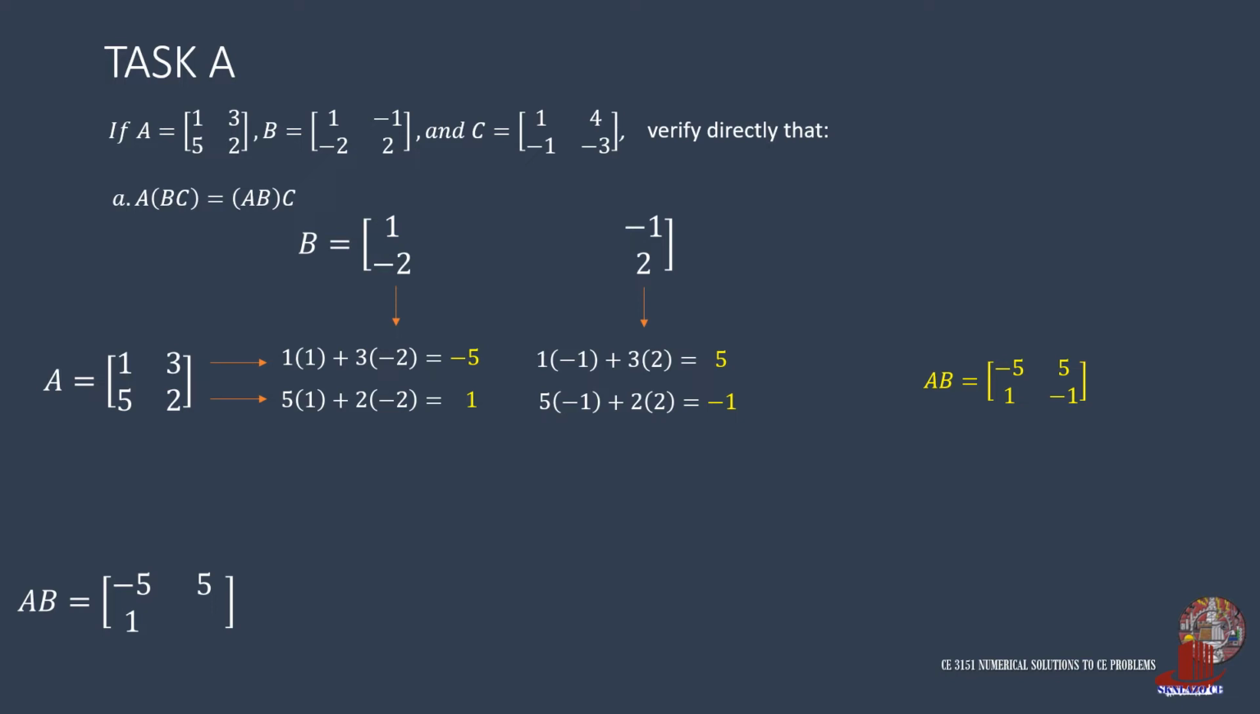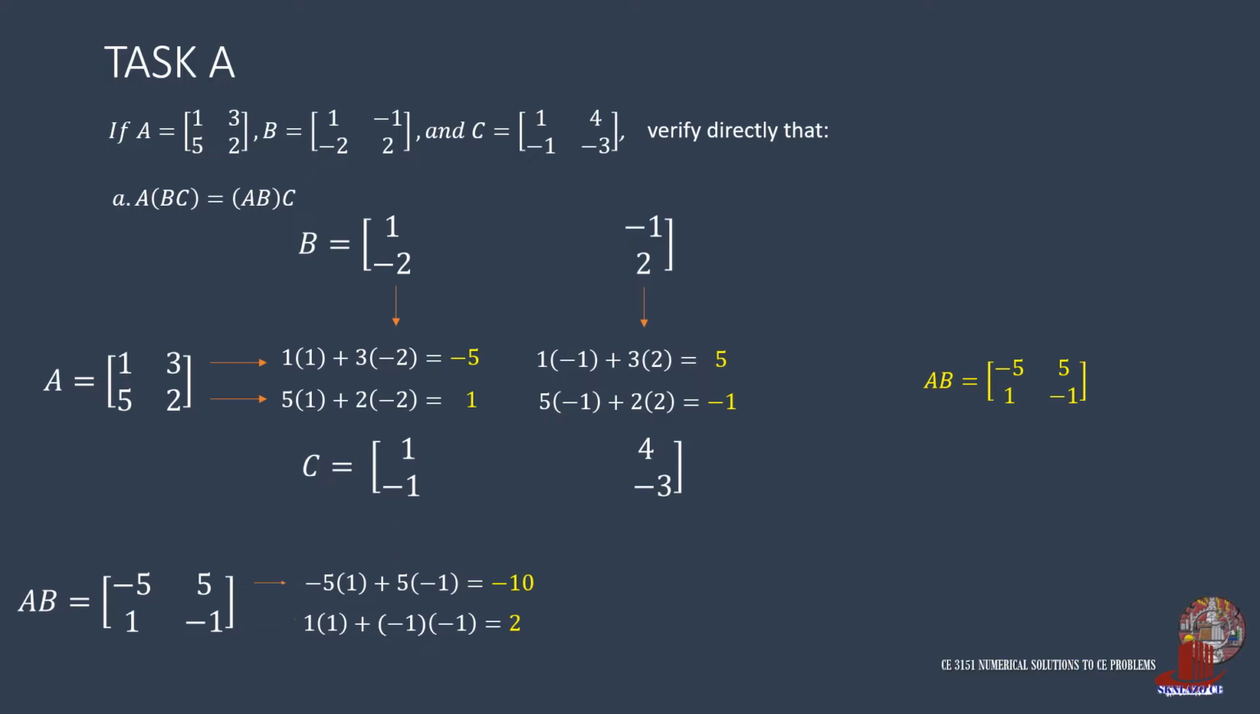Matrix AB is then multiplied by matrix C, where row 1 column 1 has -5 times 1 plus 5 times -1, that is -10. Row 2 with column 1 is solved as 1 times 1 plus negative 1 times negative 1, giving 2.